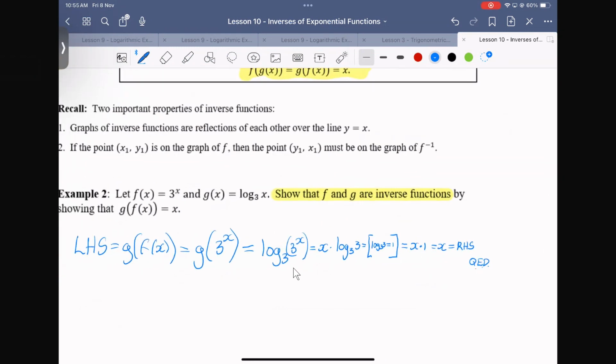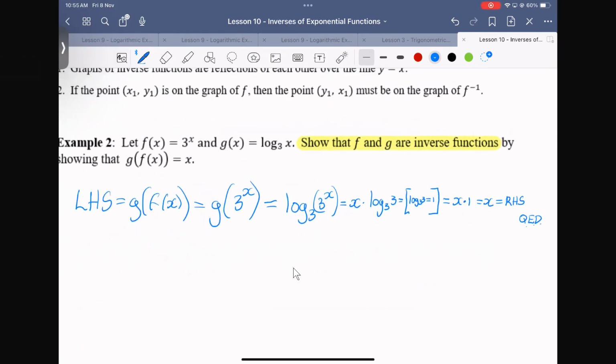Sorry, I think my handwriting got smaller and smaller as I went across. My zoom went too big. Any questions on the proof there?